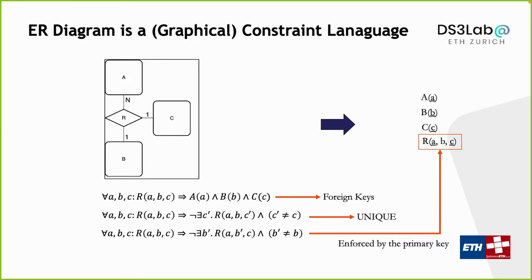But there could be other types of constraints that you cannot enforce via the schema in the logical model. For example, the first constraint and the second constraint. In the last lecture we talked about how to enforce them by defining integrity constraints inside your database. For the first constraint, you can enforce that using a foreign key constraint. For the second one, you can just add, for example, a unique constraint on the schema of R.